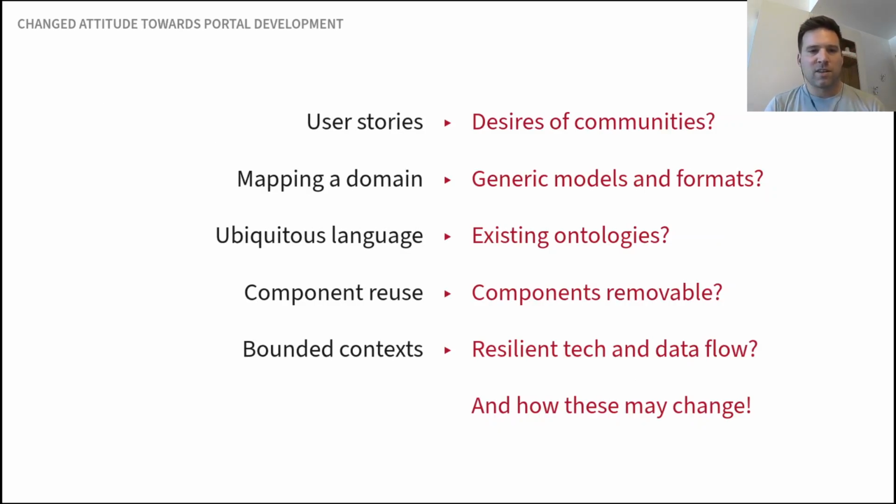What has that done? In very basic terms, we've had user stories before, but now we focused, for example, on the desires of the communities we cater towards. We have a number of these little shifts that have happened with this changed perspective. We're looking, for example, more at generic models instead of trying to map a very niche and particular domain. We look at existing ontologies and what we can learn from them.